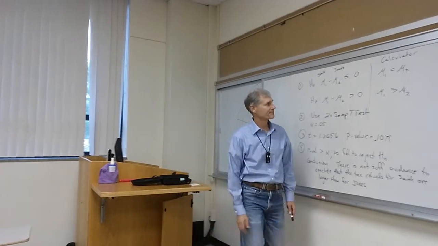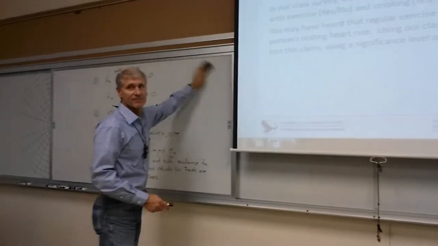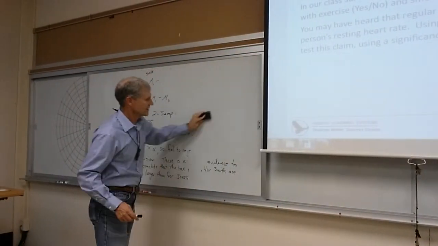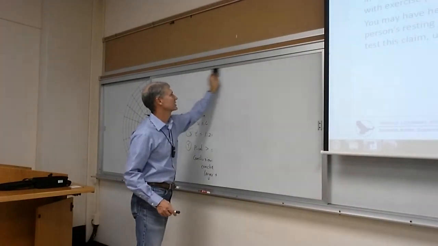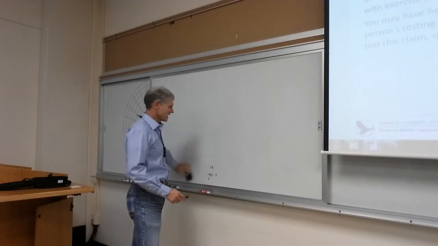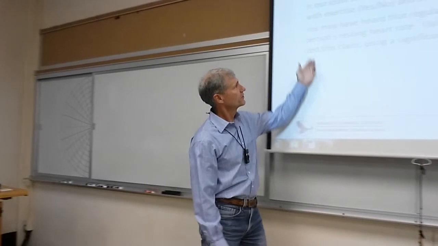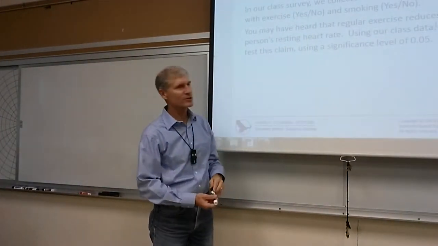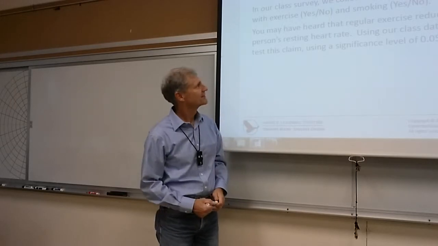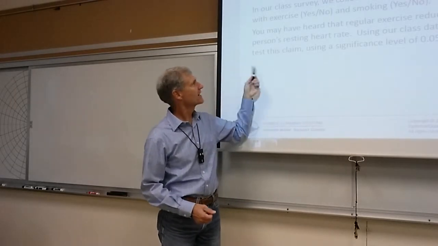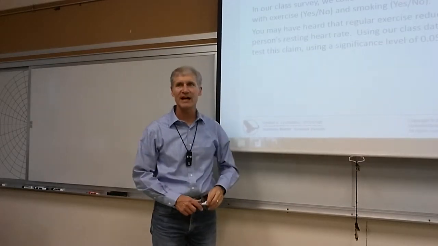Okay, let's do another example. From our class data, we took observations of resting pulse, and then we asked a couple of categorical questions. Do you exercise? And do you smoke? So have you heard that regular exercise reduces a person's resting pulse? Have you ever heard this? You've heard it from me, I know, right? Well, let's test that claim. Using our class data, let's test this claim using a significance level of 0.05.